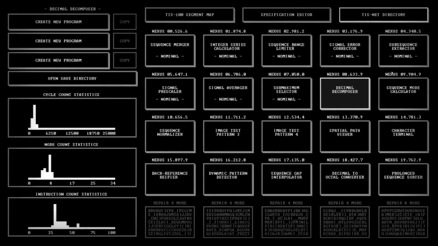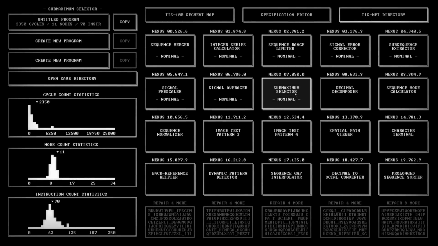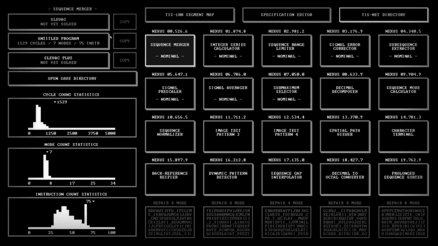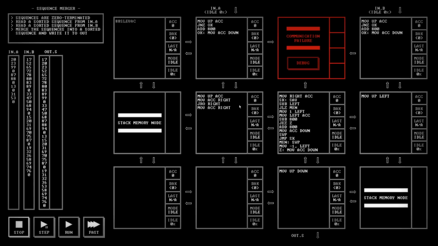Hello, welcome back. Last time I made a horrible abomination here that I did not like one bit, but it did get the job done. Let's analyze another thing. Slovak. Don't know how to say that in, what was it, Czech? Slovak. So, this is sequence merger.